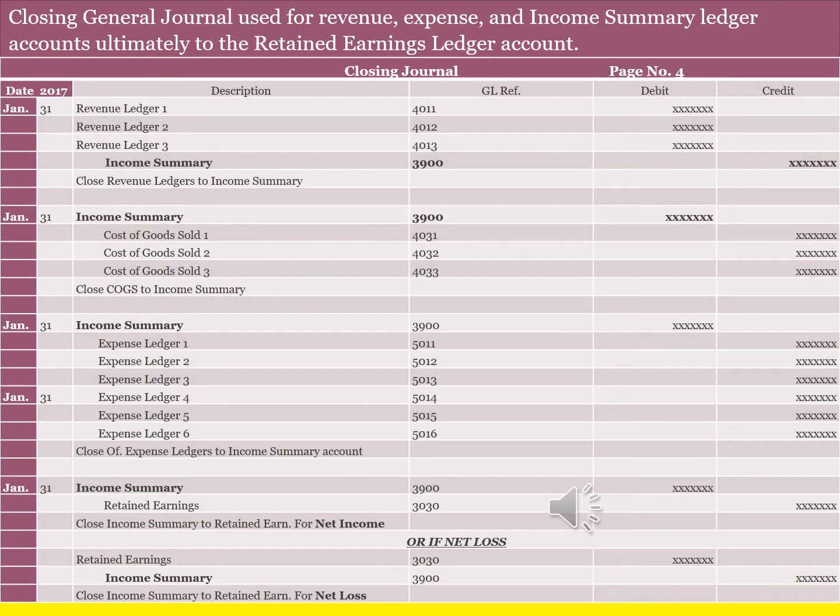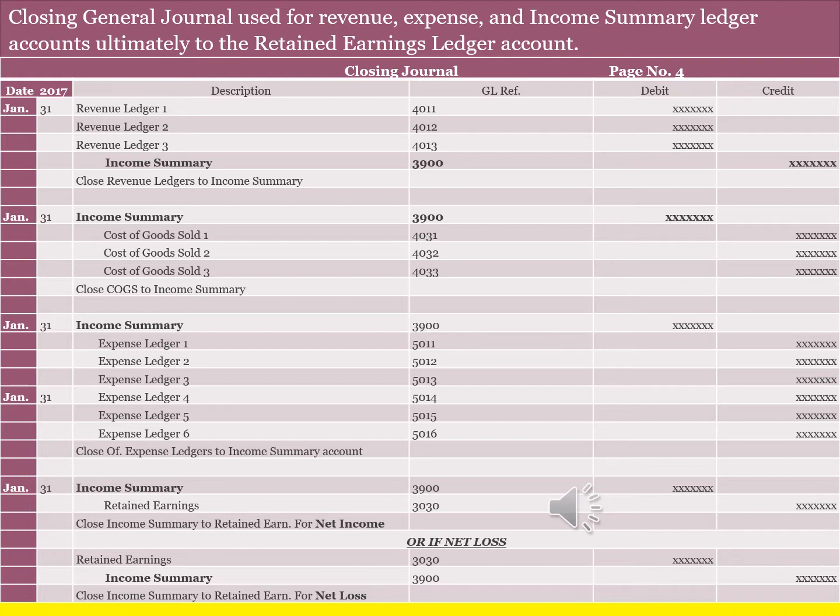A general journal is used to record the closing entries required to clear the balances in the revenue and expense general ledger accounts at the end of the accounting cycle. The revenue general ledger account balances are closed by debiting each account, totaling their amounts, and crediting the income summary account with the total. The expense general ledger account balances are closed by crediting each of these accounts, totaling the amounts, and debiting the income summary account with the total.